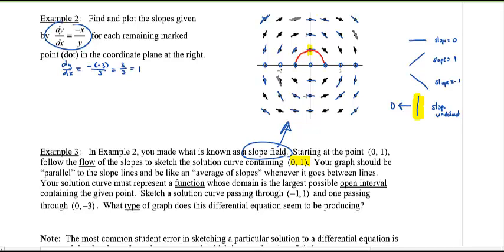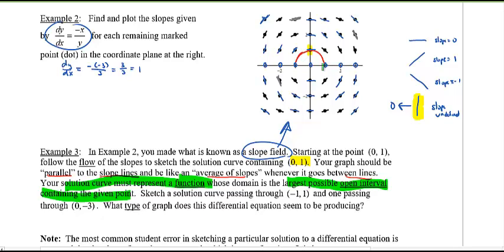The idea is that your graph should be parallel to the slope lines and be like an average of the slopes whenever it goes between the lines, right? I don't really have actual dashes, but I can find out that, yeah, this is pretty much parallel to it, so I can actually do a rough sketch. Okay? Now, this is a key point here, and I'm going to ask you to highlight this word. Your solution curve must represent a function whose domain is the largest possible open interval containing the point.